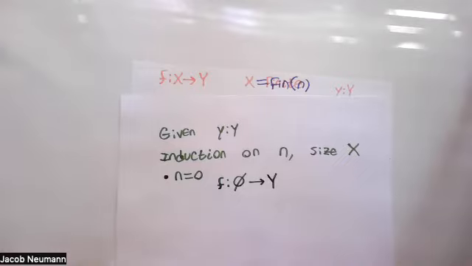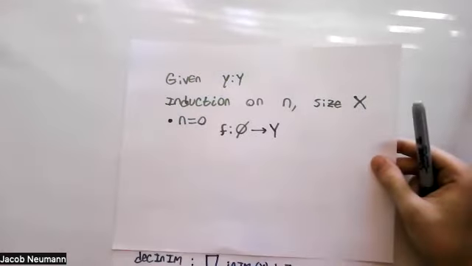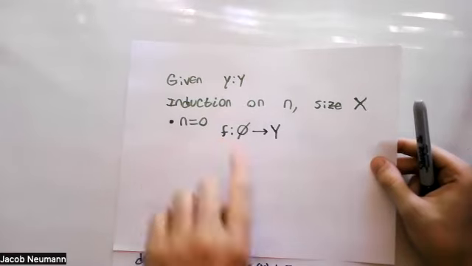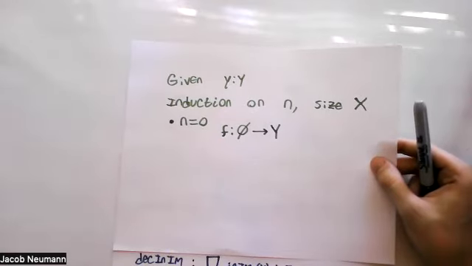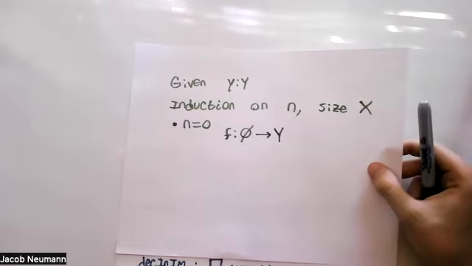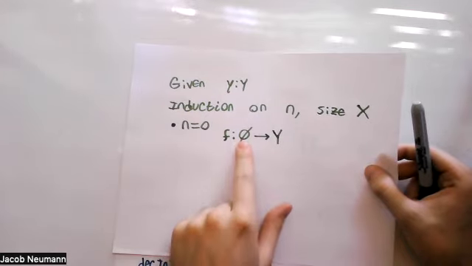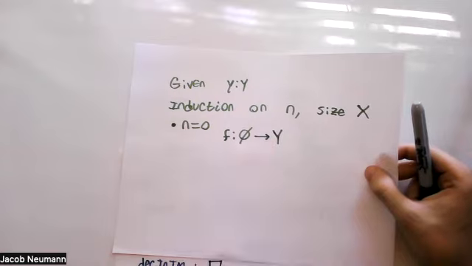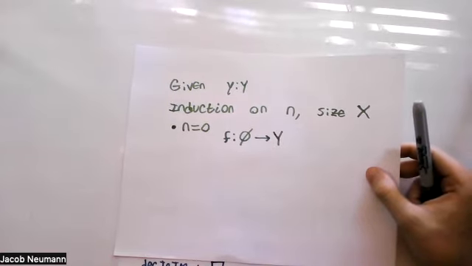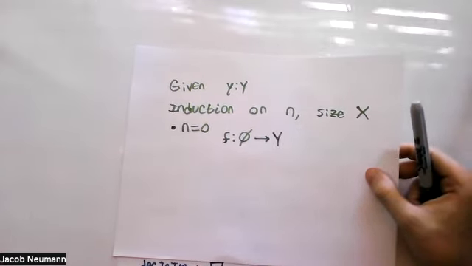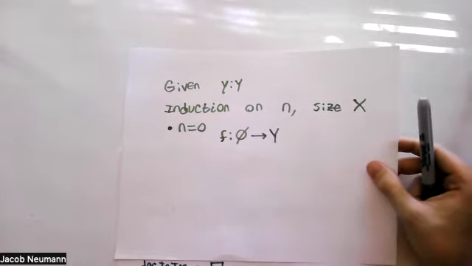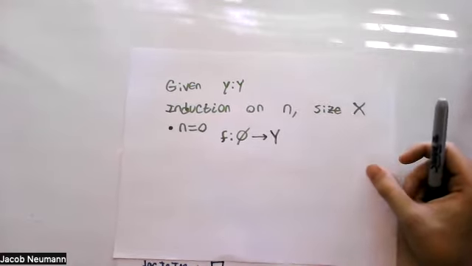And so we need to prove that either y is in the image of f, or y is not in the image of f. And so clearly there's nothing in x here which maps to y, because there's nothing in x at all. And so we're gonna go for the right hand side here.